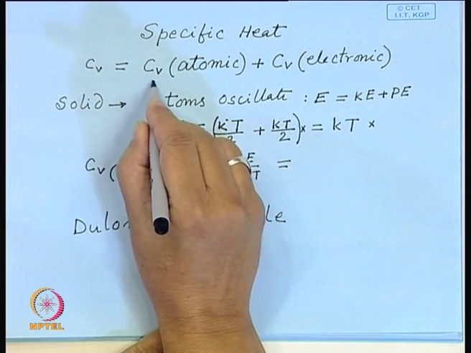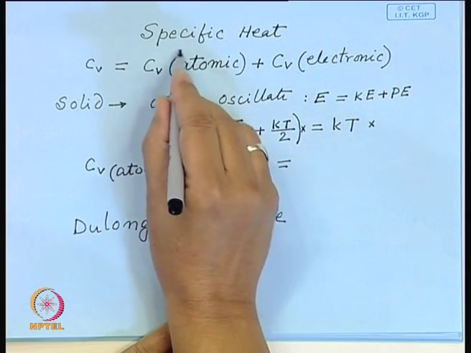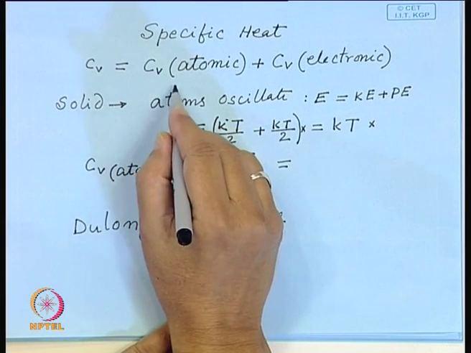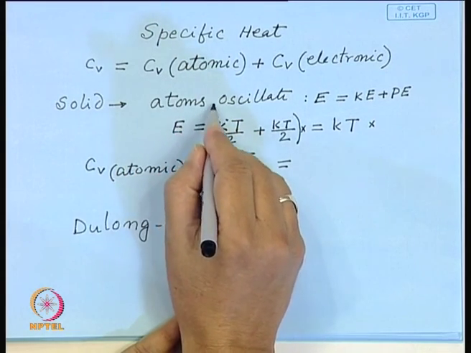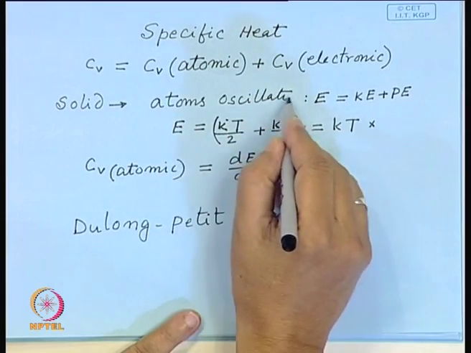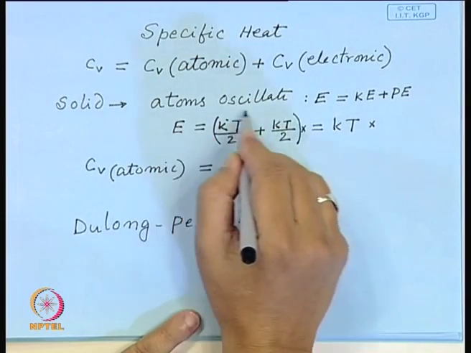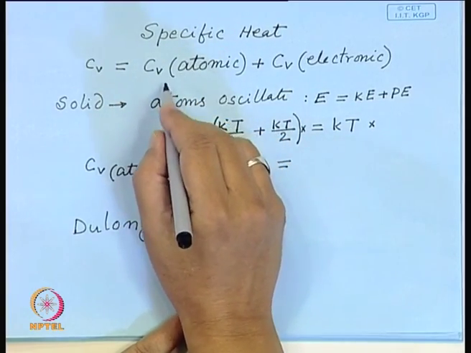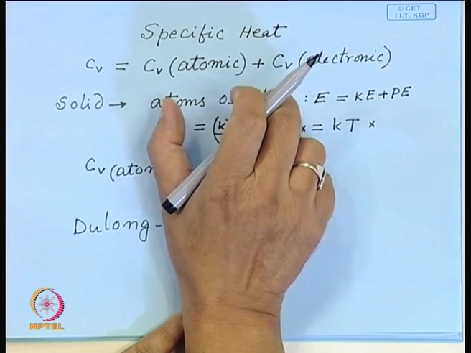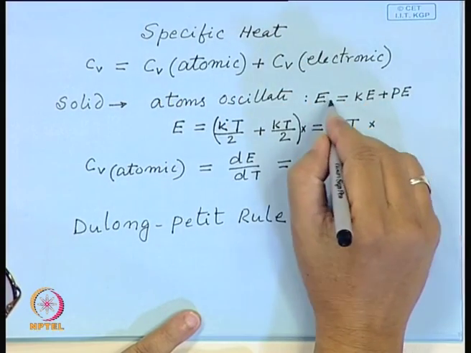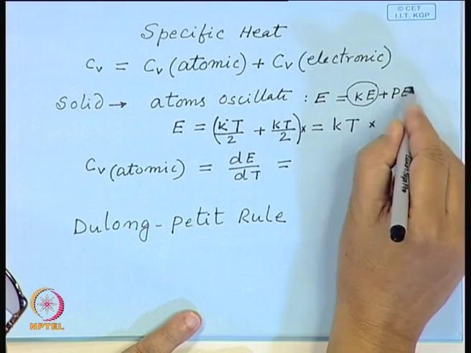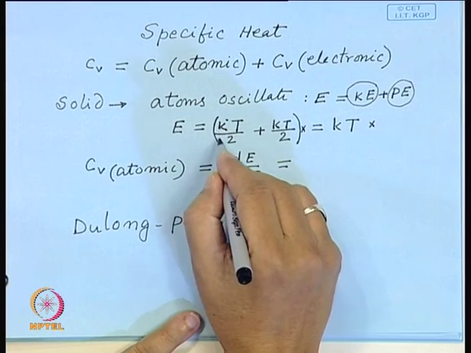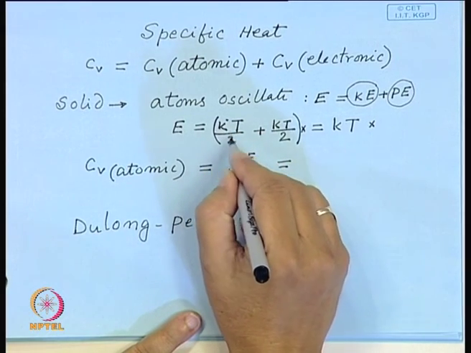One, when you heat a metal, the energy of each atom goes on increasing. Each atom is not stationary, it keeps vibrating about a mean position. You can approximate that as a harmonic oscillator. When you increase the temperature, the energy of this oscillation increases. This has two components, kinetic energy and potential energy. The average of each of these is equal to half kT.